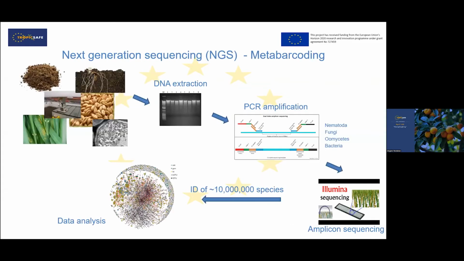So first, a little bit on next generation sequencing, or metabarcoding as we also call it. In our lab, we are dealing with a lot of different types of samples, from soils to plant roots, or even air samples, as you see in the middle, and plant seeds, but of course also plant material, including material that could be infected by phytoplasma or Huanglongbing.